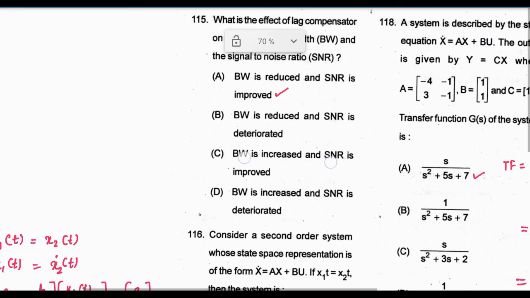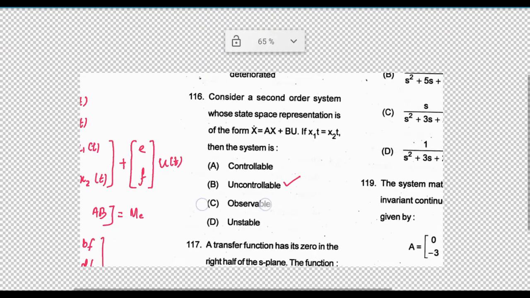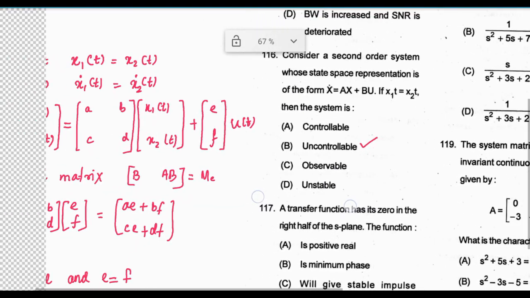Next question is question number 115. What is the effect of lag compensator on the system bandwidth and signal to noise ratio? So the answer is bandwidth reduces and signal to noise ratio improves. Next question is question number 116.